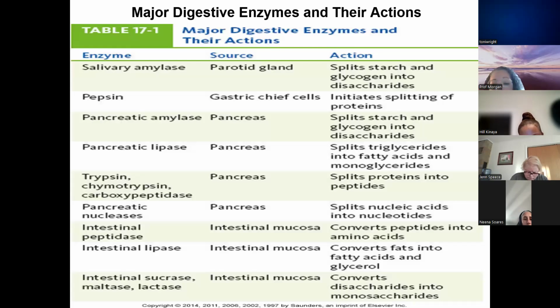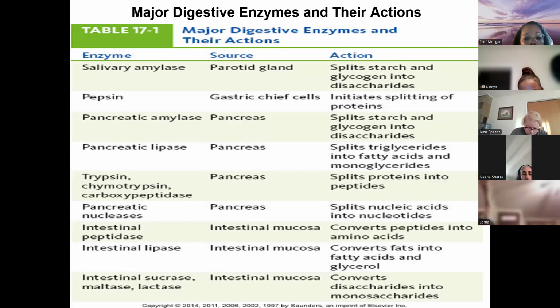All right, so some of these we already talked about. These are your major digestive enzymes. Salivary amylase in the mouth, that starts the digestion of what? Carbohydrates. Okay. Your pepsinogen, which is released by the gastric chief cells, helps produce pepsin, and pepsin breaks down protein. Okay. Then your pancreatic enzymes, you have amylase and lipase.